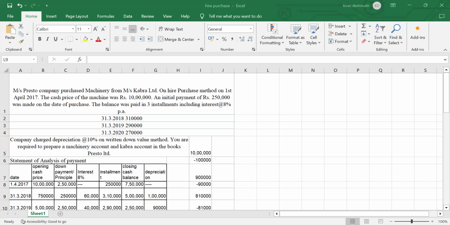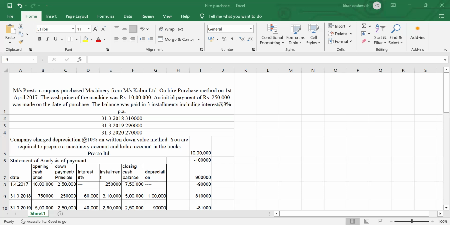As per information given, the installment was paid on 31st March 18, amounting to rupees 3,10,000; 31st March 19, amounting to rupees 2,90,000; 31st March 2020, 2,70,000. Company charged depreciation at the rate of 10% on written down value method. You are required to prepare machinery account and Cabra account in the books of Presto Limited.